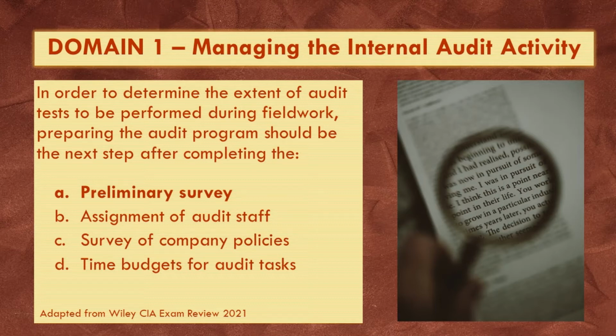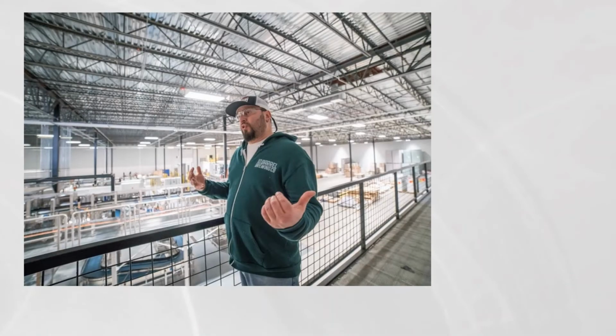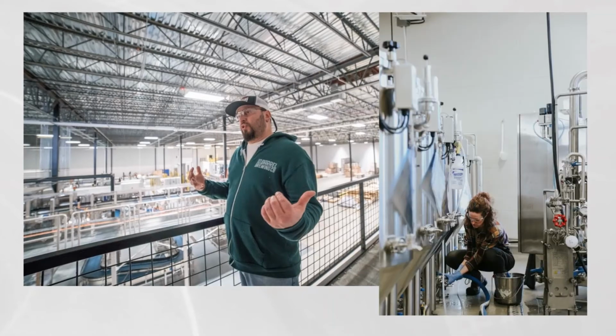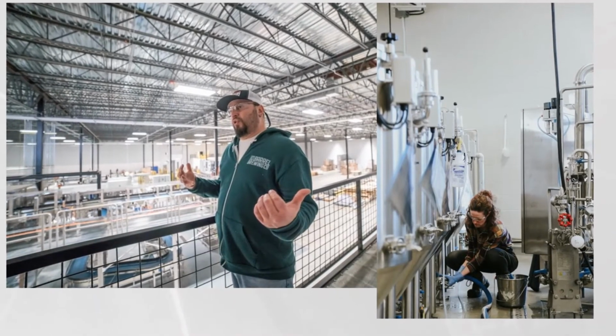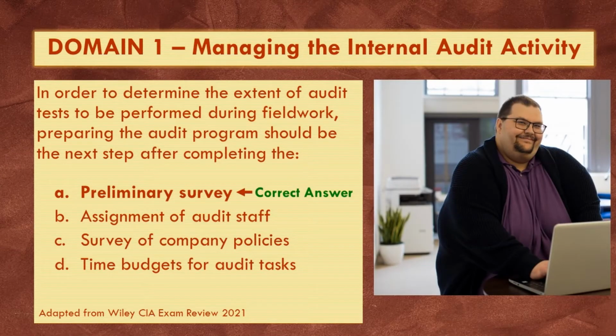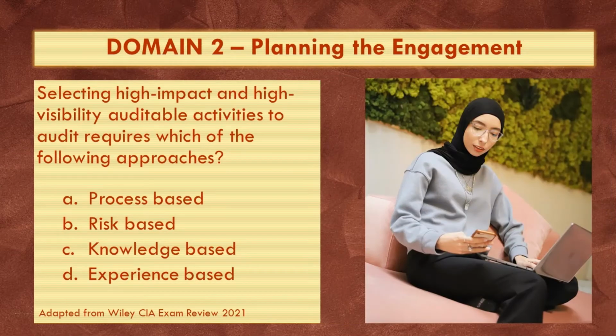During the preliminary phase, the internal auditor becomes acquainted with the audit client and decides how much reliance can be placed on the internal control system. The survey allows the auditor to initially determine whether to extend or limit audit tests. The auditor then prepares the audit program for the engagement. So the answer is A, preliminary survey.